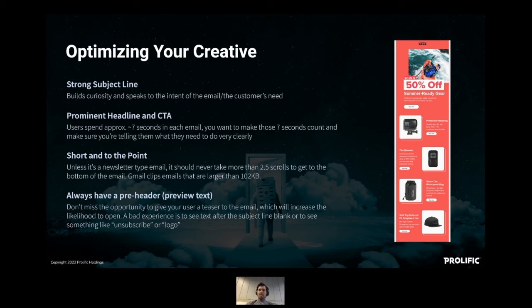And just add the ellipses at the end. So they're like, I don't want to miss what? So they open the email and you get a higher click-through rate that way. But those are just general email best practices.